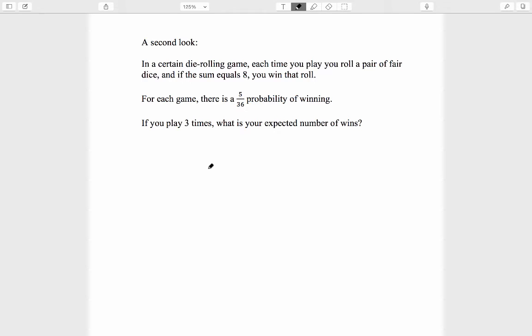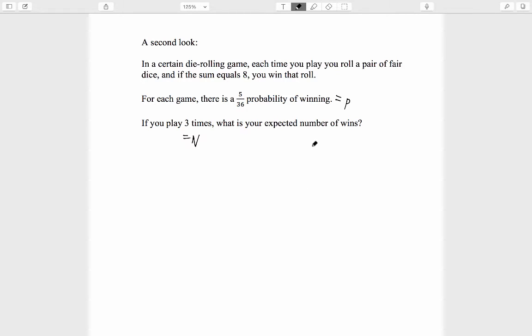Equipped with this wonderful shortcut, now let's take a second look at our die rolling game. So this is the same game where you roll a pair of fair dice, and either the sum equals 8 or it doesn't. And that probability that the sum equals 8, that's our little p, that's 5 over 36. So this right here is our little p. We're looking at playing 3 times, so that's our capital N.